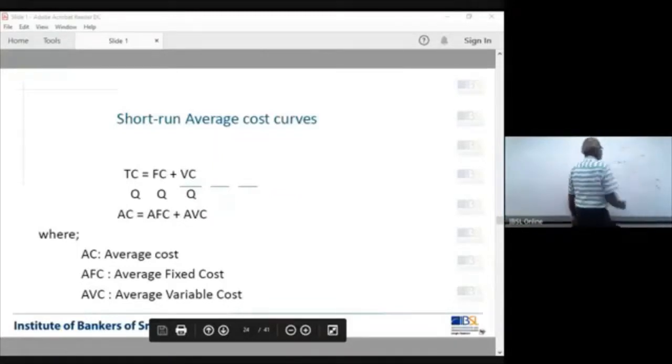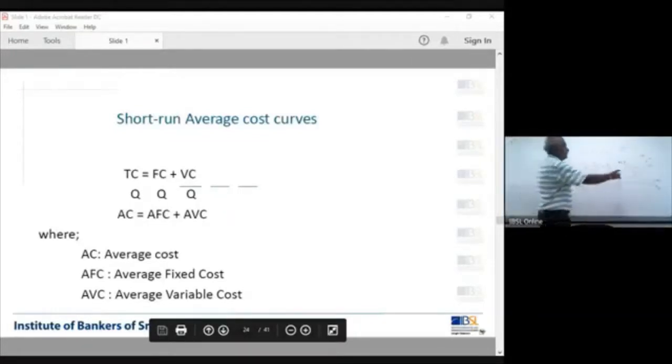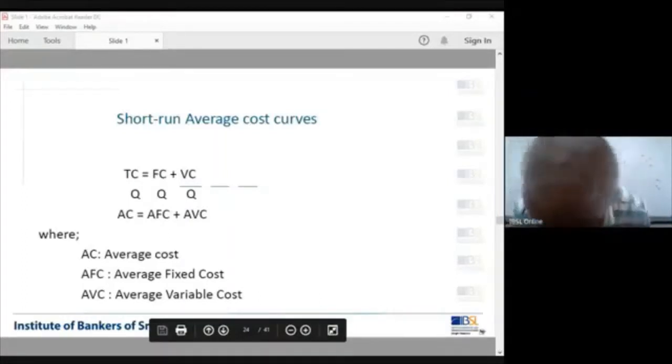Now these are the short-run cost curves. Altogether we have 4 cost curves. 1, 2, 3, 4: average fixed cost, average variable cost, average cost curve. Then the MC curve you can also draw. Now these are the relevant cost curves.